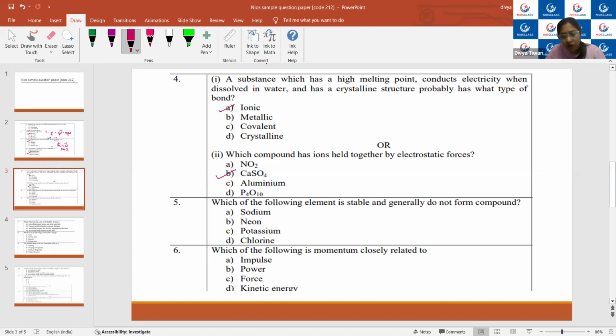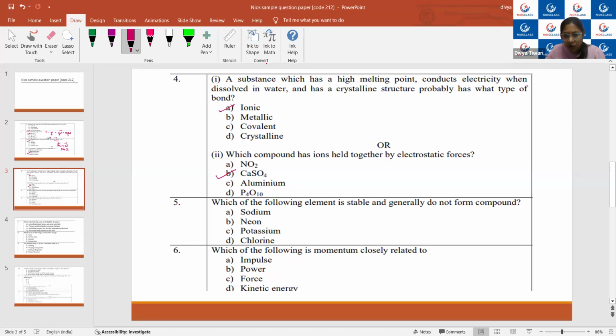Which of the following elements is stable and generally does not form any kind of compound? When an element is not going to create any compound, or not going to show any kind of reactivity, it is only possible when the outermost shell of the atom has 8 electrons. Then we say that it is a stable configuration.